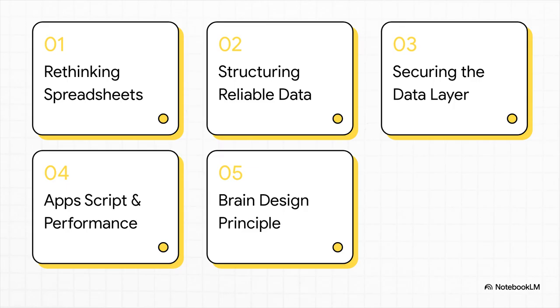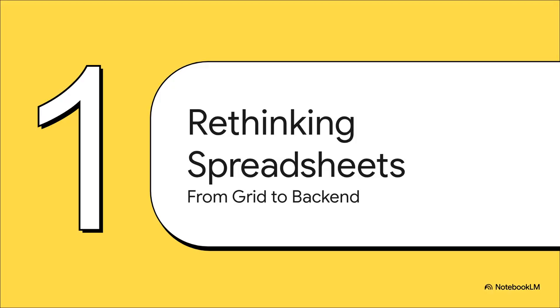We'll start by totally rethinking the spreadsheet, then move into structuring for reliable data, securing that data layer, maximizing performance with AppScript, and finally, we'll cap it off with the brain design principle. Let's get right to it. First up, rethinking the spreadsheet, moving from a visual grid to a true backend.